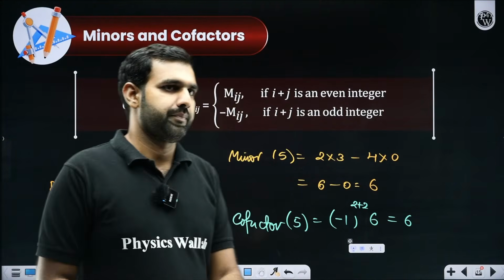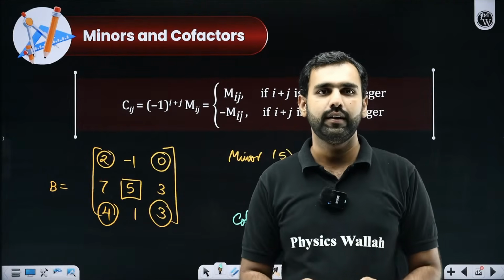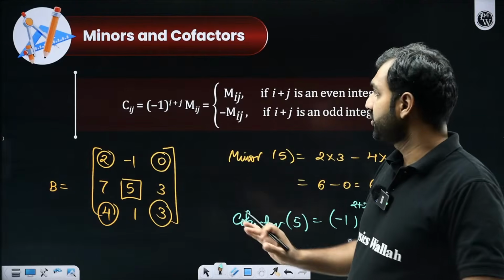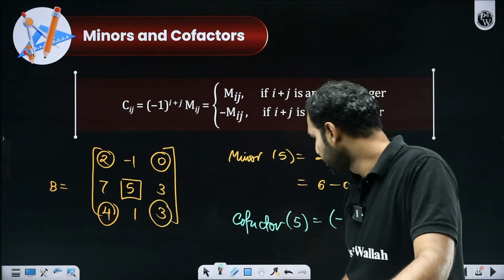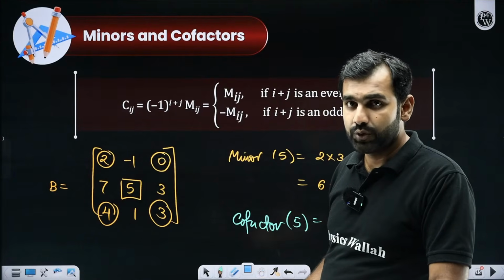Tell me honestly, have you all understood the concept of minor and cofactor with utmost clarity? Or shall I re-explain that? Two things I want to discuss here. Remember this. Minor you have already understood. How do we find it?